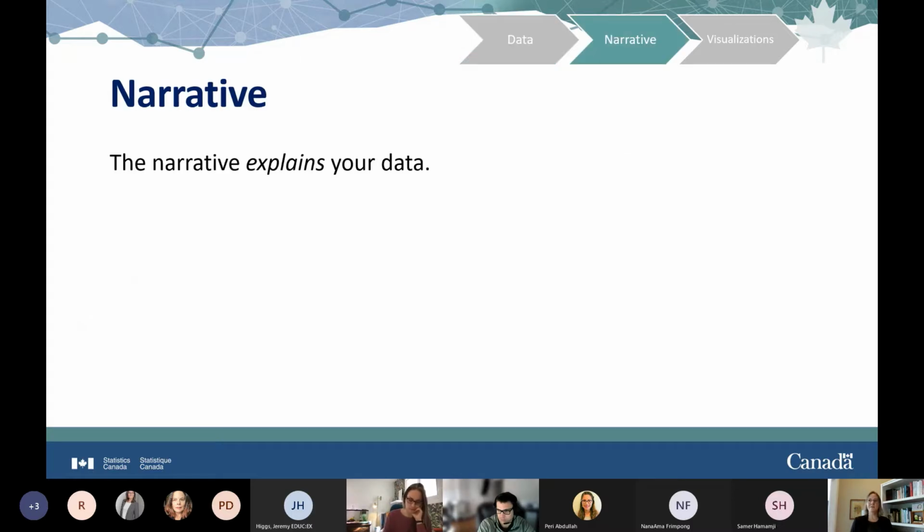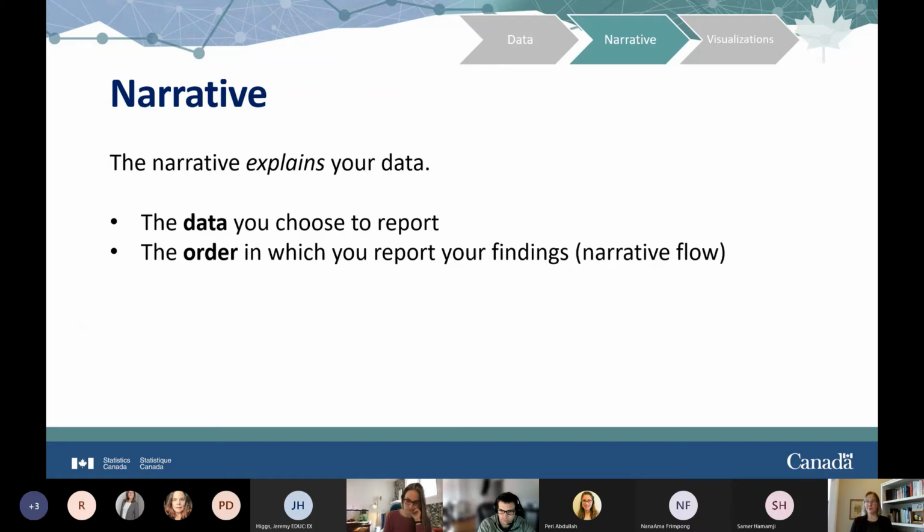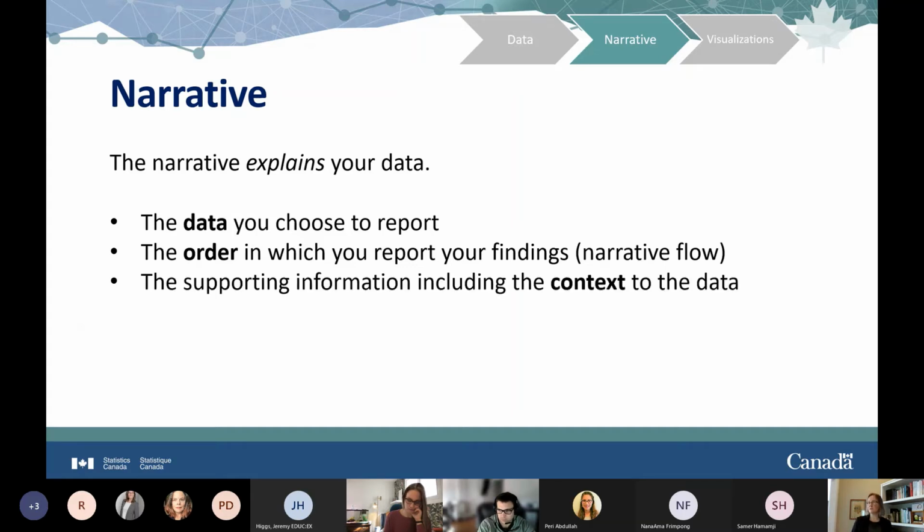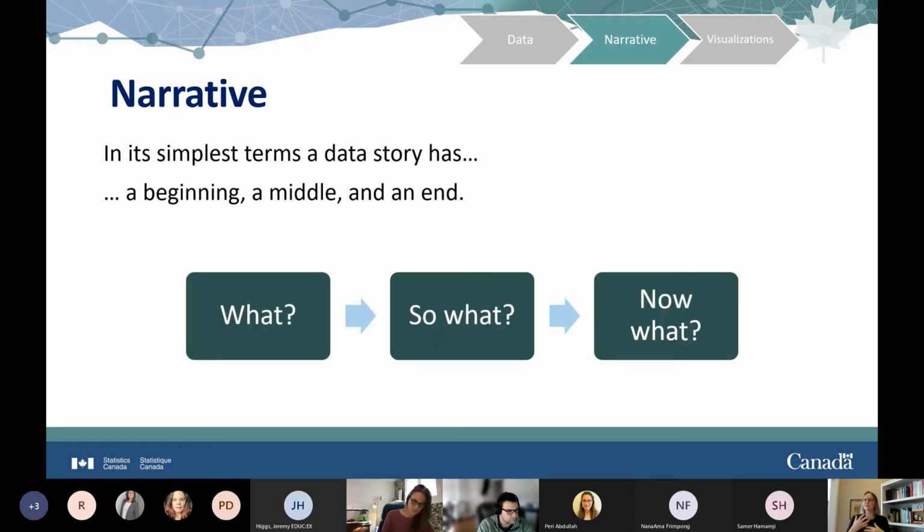As for the narrative component, the narrative explains your data. So what's the narrative? It's the data that you choose to report. Again, you are your own thorough editor at this point. It's the order in which you report your findings. We're going to talk about narrative flow in a few slides, so keep that in mind. And it's the supporting information, including the context to the data. In storytelling, we can say there are 3 components of a data story in your narrative: the what, the so what, and the now what.